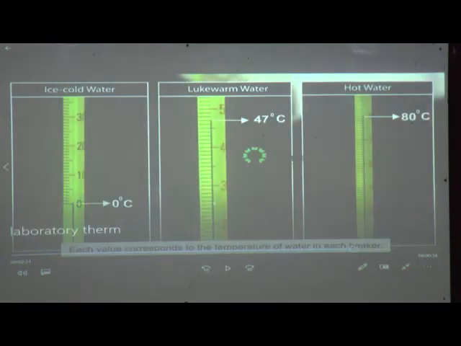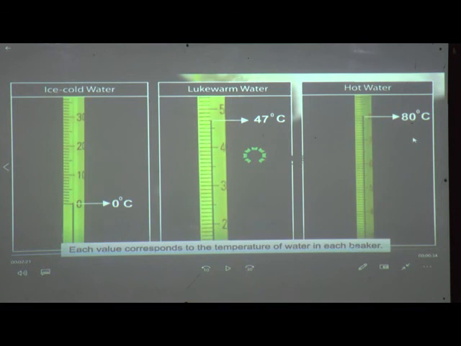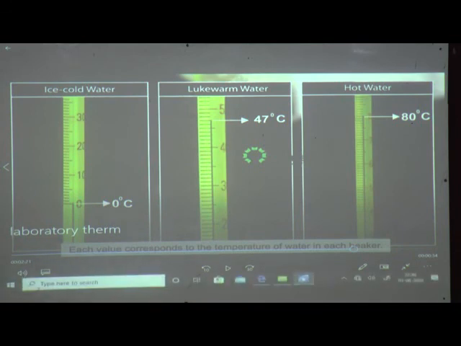Okay, so when we use it for this hot water, we get 80 degrees Celsius. The temperature of that hot water is 80 degrees Celsius. For boiling water it will be 100 degrees Celsius. Water always boils at 100 degrees Celsius. So here you can see we used this laboratory thermometer for these three types of water: ice cold, lukewarm and hot water. So like this we have to use the laboratory thermometer.